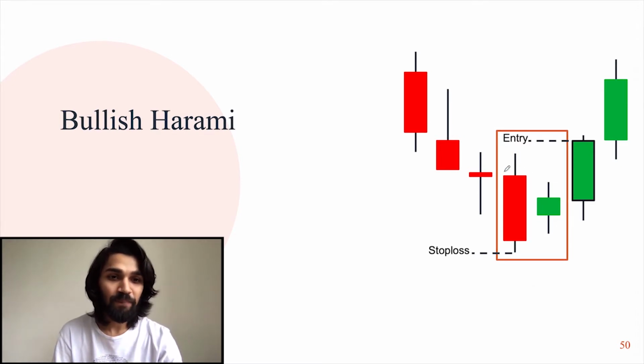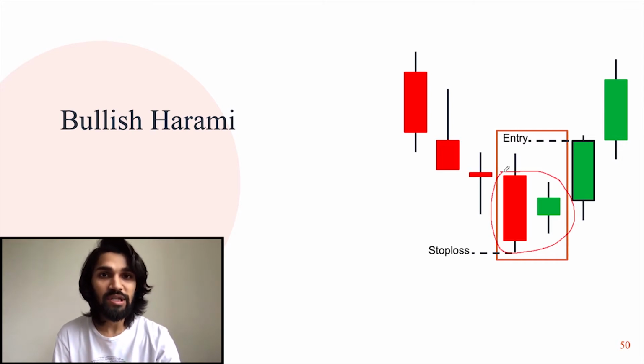If you can see here, there is a big red candle and a small green candle that is completely engulfed by the red candle. This is called a Bullish Harami.